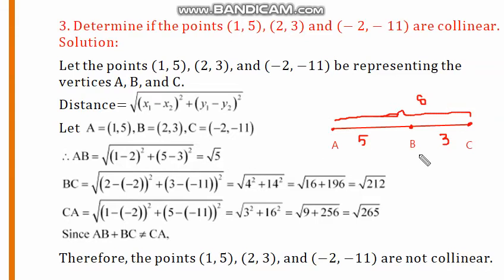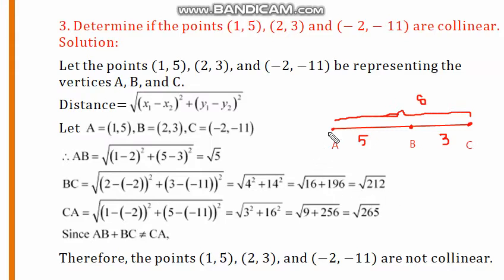Next we need to find the distance between B and C. So B is (2, 3) and C is (minus 2, minus 11). Now we consider B as x1, y1 and C as x2, y2. Then substitute in the given formula. So we will get square root of 4 square plus 14 square, equal to square root of 16 plus 196, which is equal to square root of 212.